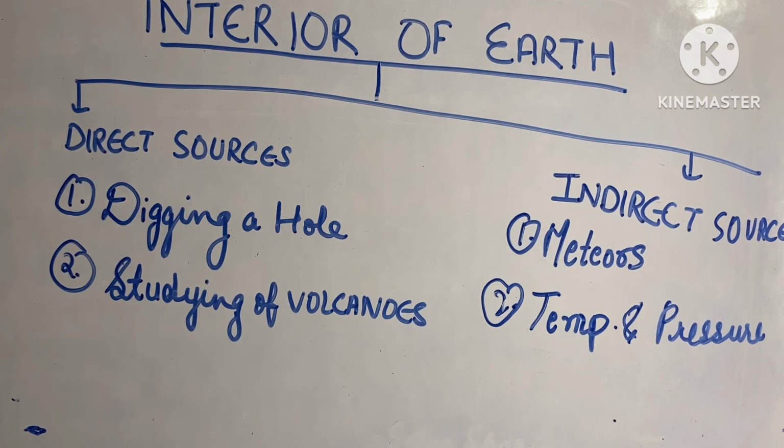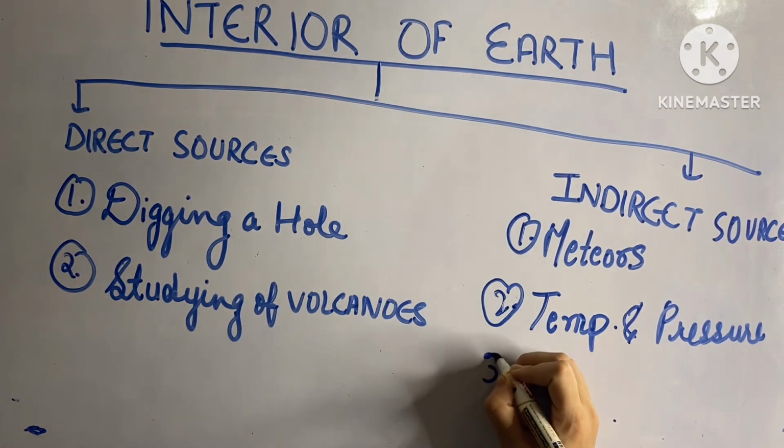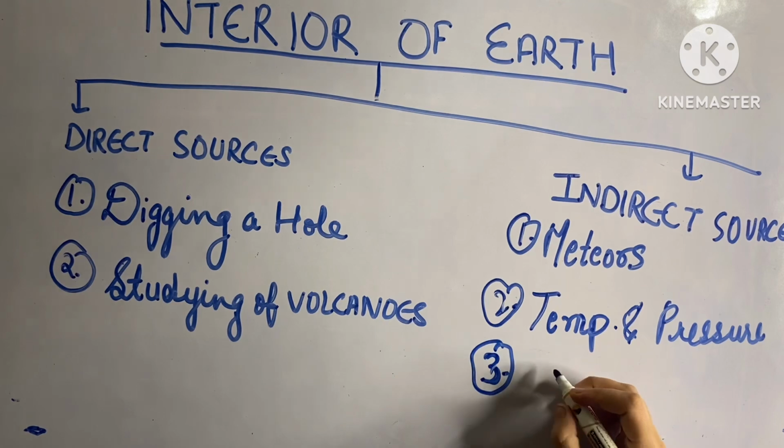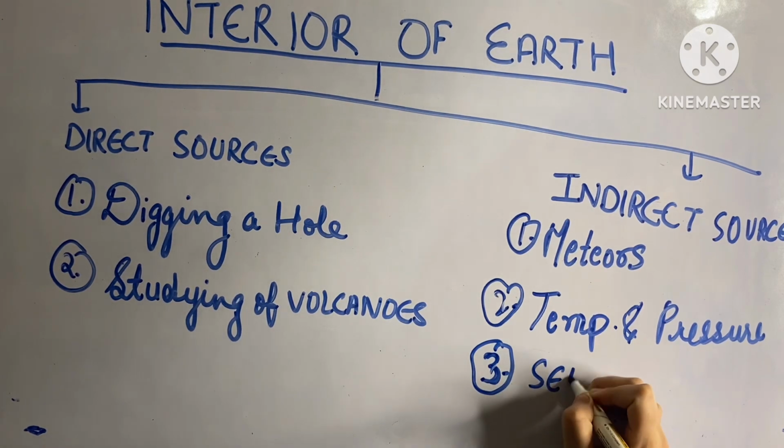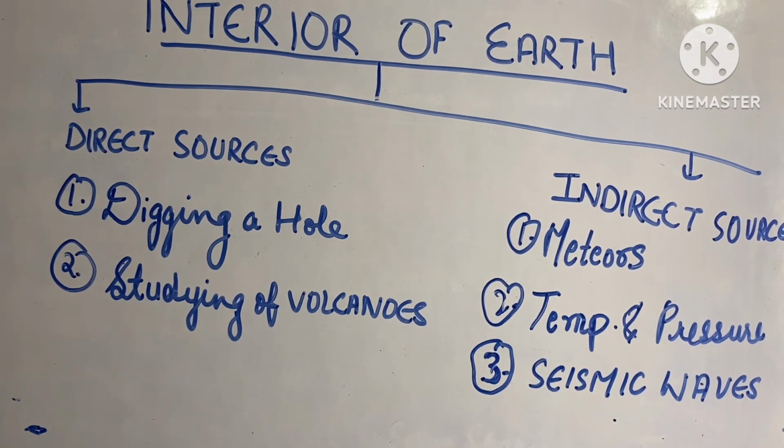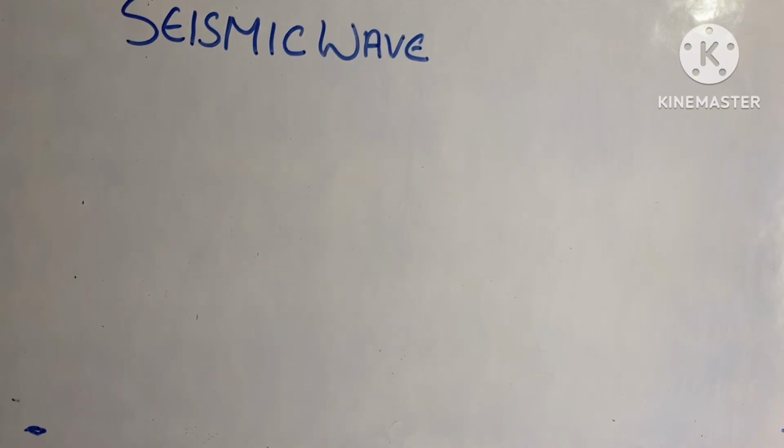Third, we can know about the interior of the earth by studying the seismic waves. So seismic waves are very important, so we will talk about it in detail. Seismic waves are generated during the earthquake. So what is earthquake? Earthquake is shaking of earth, during which energy waves are generated, and these energy waves are of two types: body waves and surface waves.